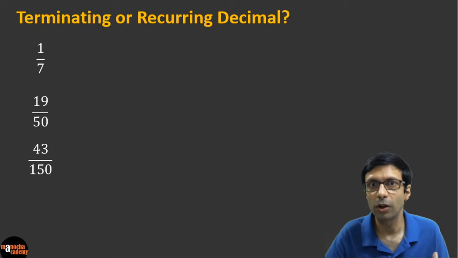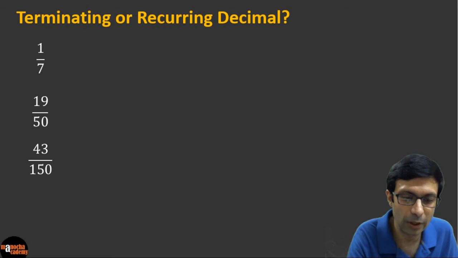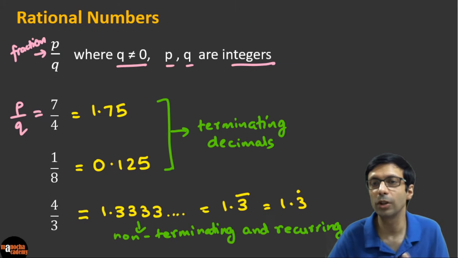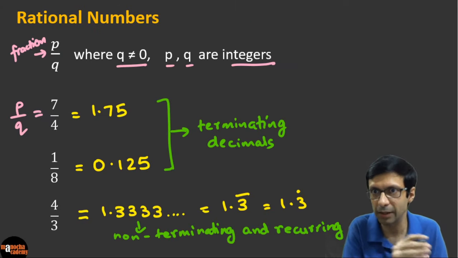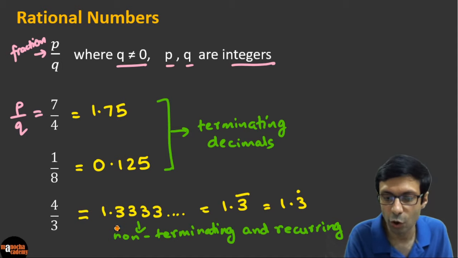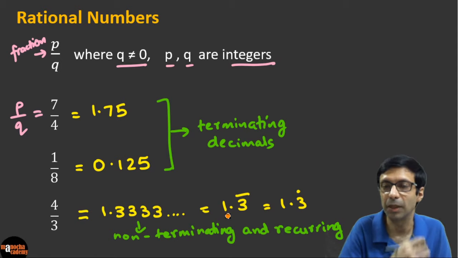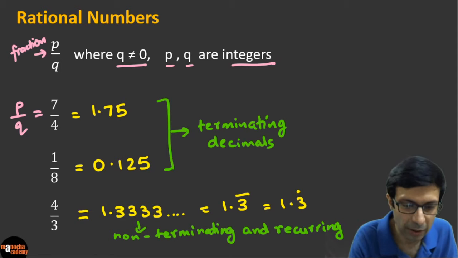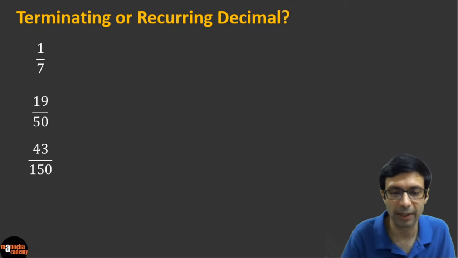This is a very important and confusing thing, right? We'll take a look at some more examples, because we talked about this concept of terminating, meaning the decimal numbers stop after a point like this, or non-terminating and recurring, meaning they go on endlessly. So rational numbers are of these two types. Let's take a look at some more examples here.